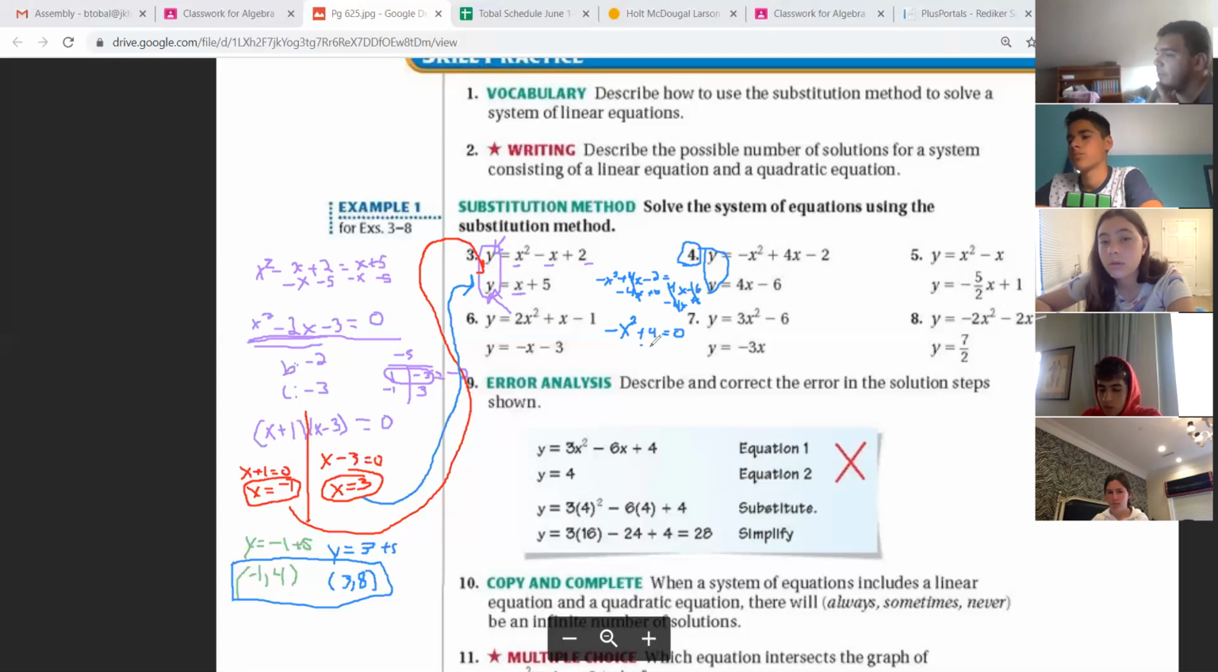So I'm going to minus 4, minus 4. So I got negative x squared equals negative 4. I don't want a negative next to my x. So divide by negative 1, negative 1. So now I have x squared equals positive 4, which is good because if it was negative 4, it would be no solution. We're going to square root both sides.